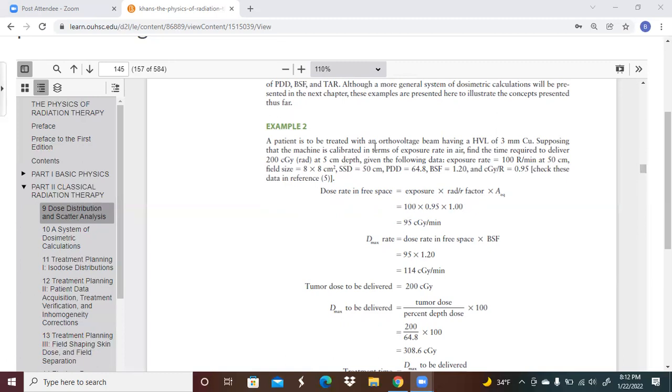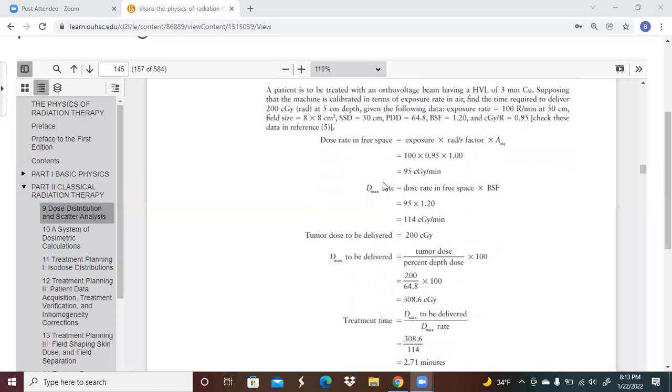And again, what we are looking for here is the time required to deliver 200 centigray. So we have to have some time element in here, and we know what the dose rate is in free space. So we'll eventually get to the time. If we're looking for the dose rate at D max, we're going to take the dose rate that we have here and multiply it by the backscatter factor. The backscatter factor is given to us, it's 1.20. When we do the multiplication, at D max we are looking at 114 centigray per minute.